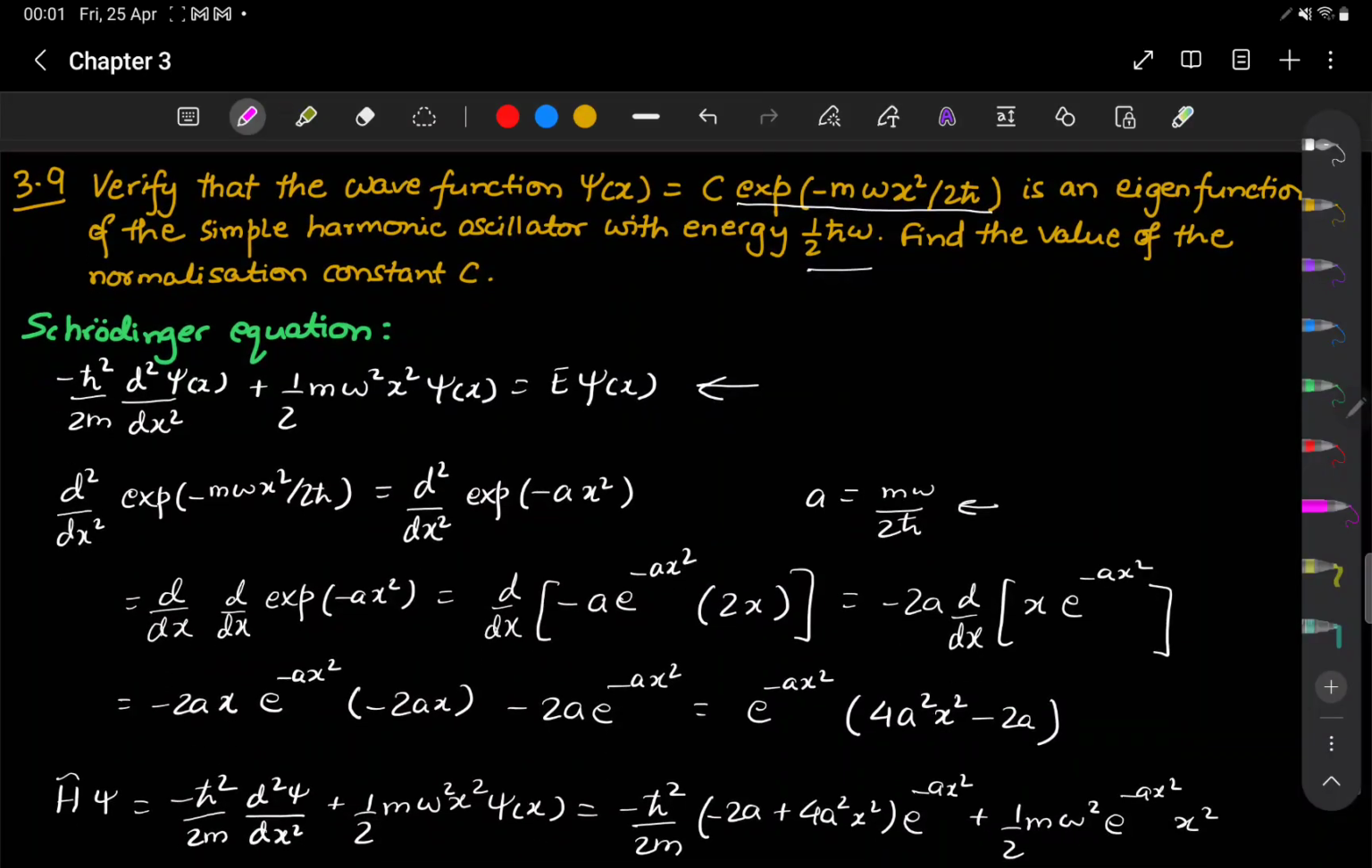So in this question, we verified that the wave function of a simple harmonic oscillator is of this exponential form, and we also found the normalization constant for the same.